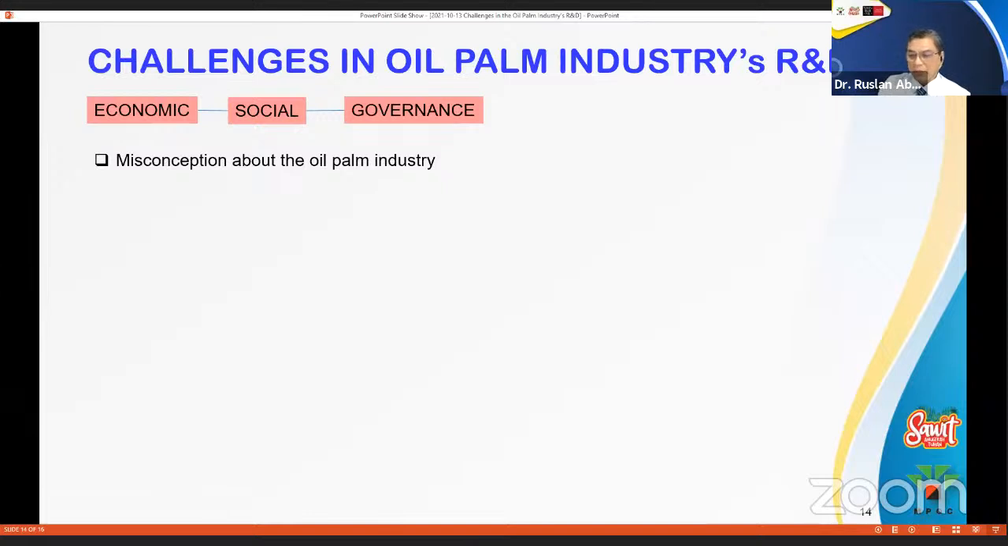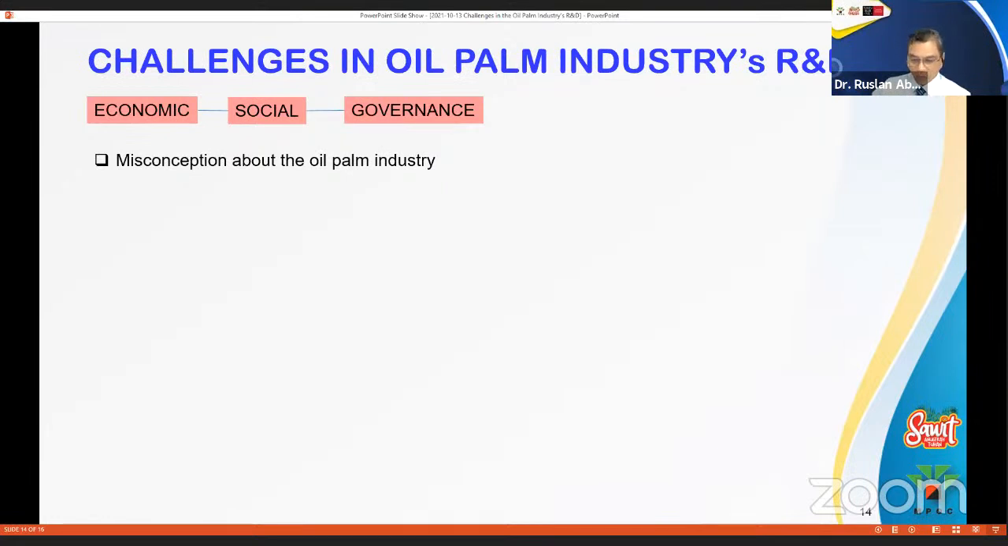Before we can talk about moving from where we are now, I think we have a very big challenge in front of us. First, let us look at some of the challenges. One is the misconception about the oil palm industry. When people talk about the oil palm industry, they always relate to working in the estates.